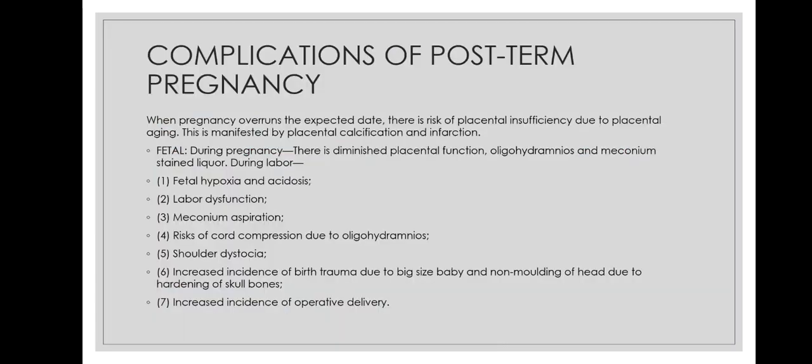Complications of post-term pregnancy. When pregnancy overruns the expected date, there is risk of placental insufficiency due to placental aging, which is manifested by placental calcification and infarction. Fetal complications include, during pregnancy, diminished placental function, oligohydramnios and meconium stained liquor. During labor, there may be fetal hypoxia and acidosis, labor dysfunction, meconium aspiration, and risk of cord compression due to oligohydramnios. Shoulder dystocia, increased incidence of birth trauma due to big size of the baby, and non-molding of the fetal head due to hardening of the skull bones. Seven, increased incidence of operative delivery.